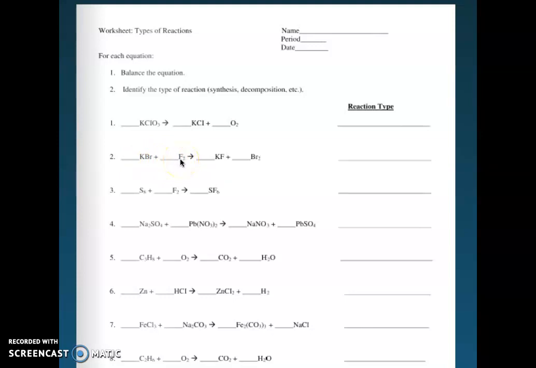Question number 2. We start with potassium bromide, compound. Fluorine, element. What type of reaction starts with a compound and an element? Go through the 5 that you have on your cheat sheet. Which one starts with a compound and an element? If you're looking at the correct one, you should see that single replacement reactions start with a compound and an element. So this is single replacement.